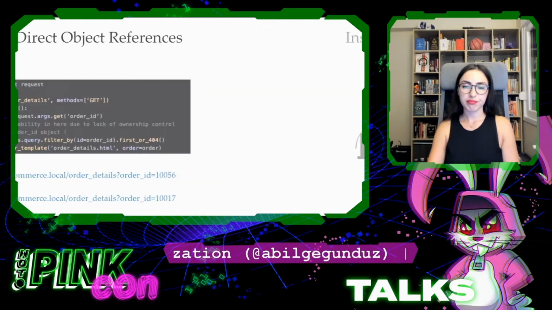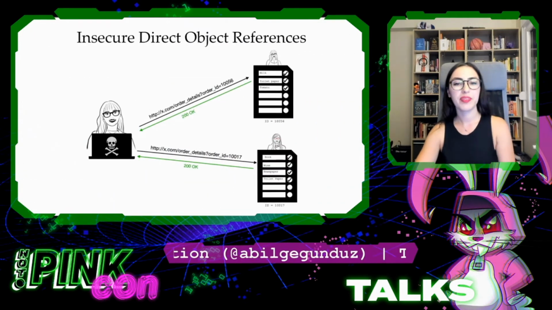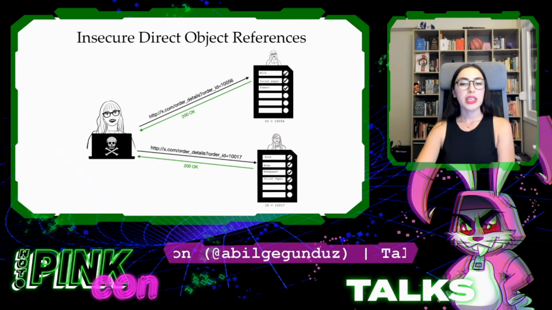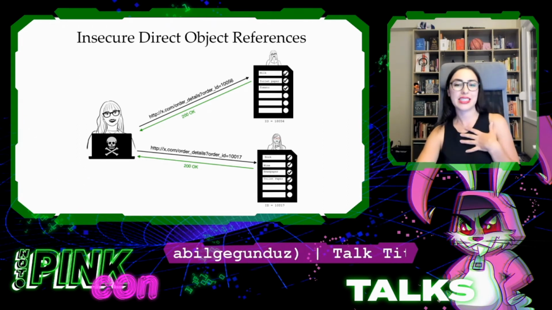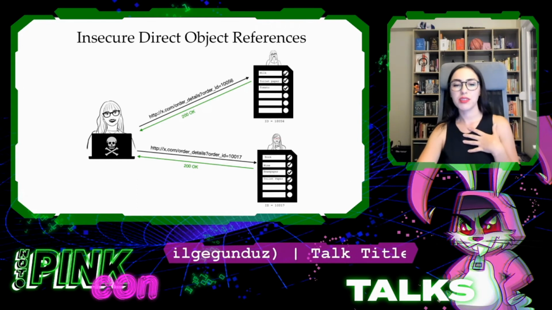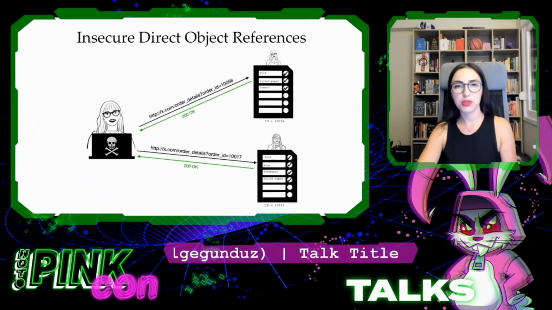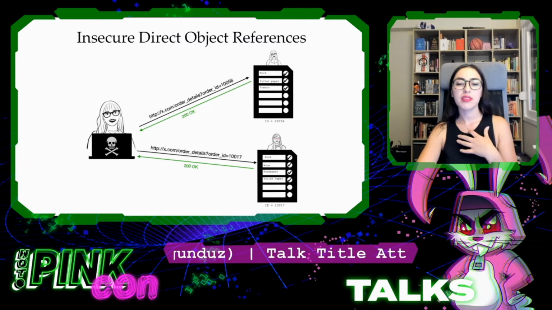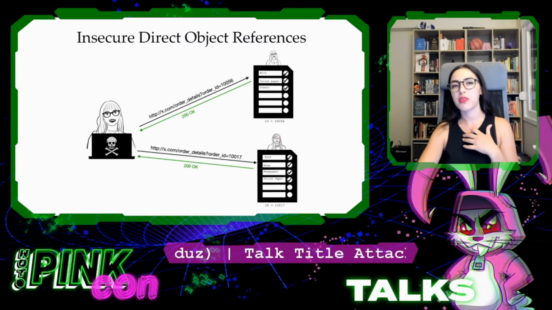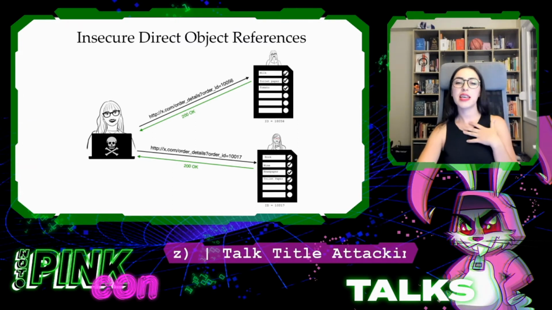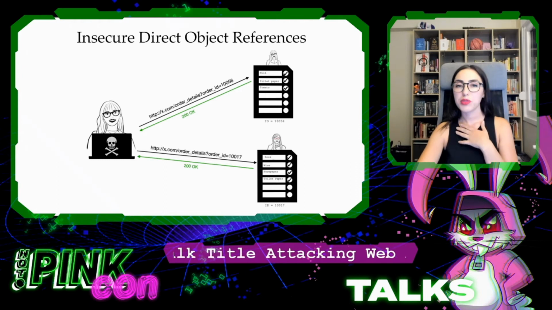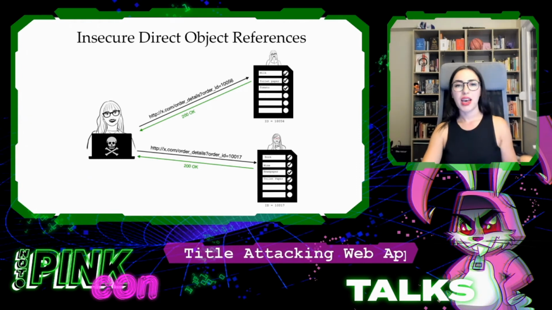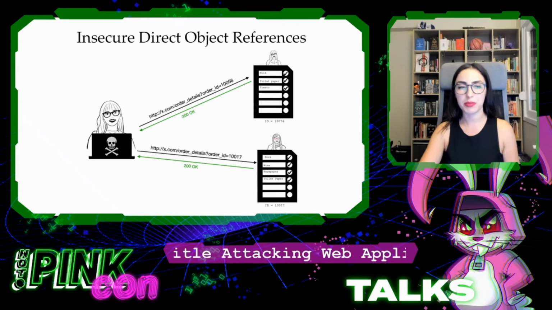Okay. So in here, for example, this is user A, which is me, let's say, and this is user B, which is another user in our e-commerce website. I have the ID 10056, and my friend, user B, has the other ID, 10017. We have two different users, and I'm a hacker in the middle.